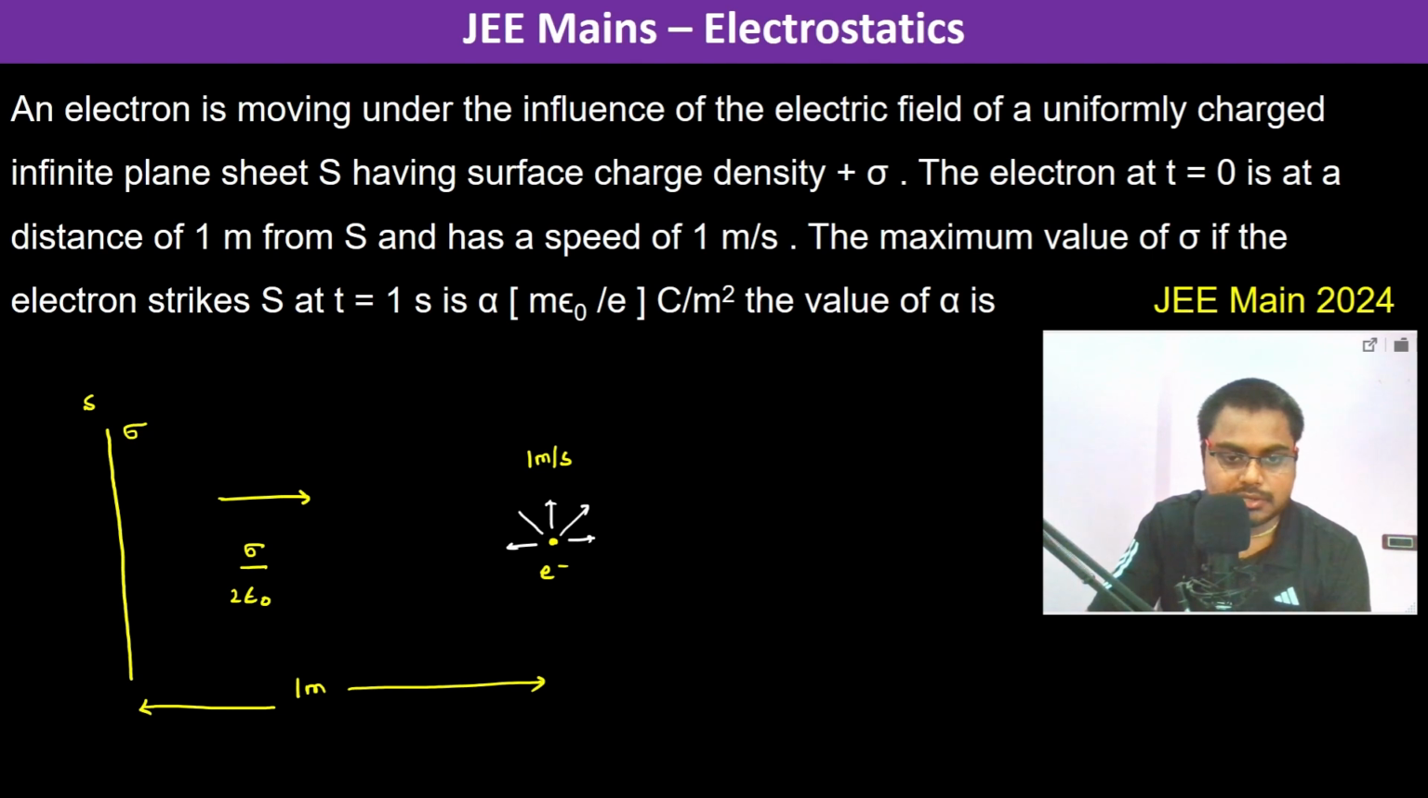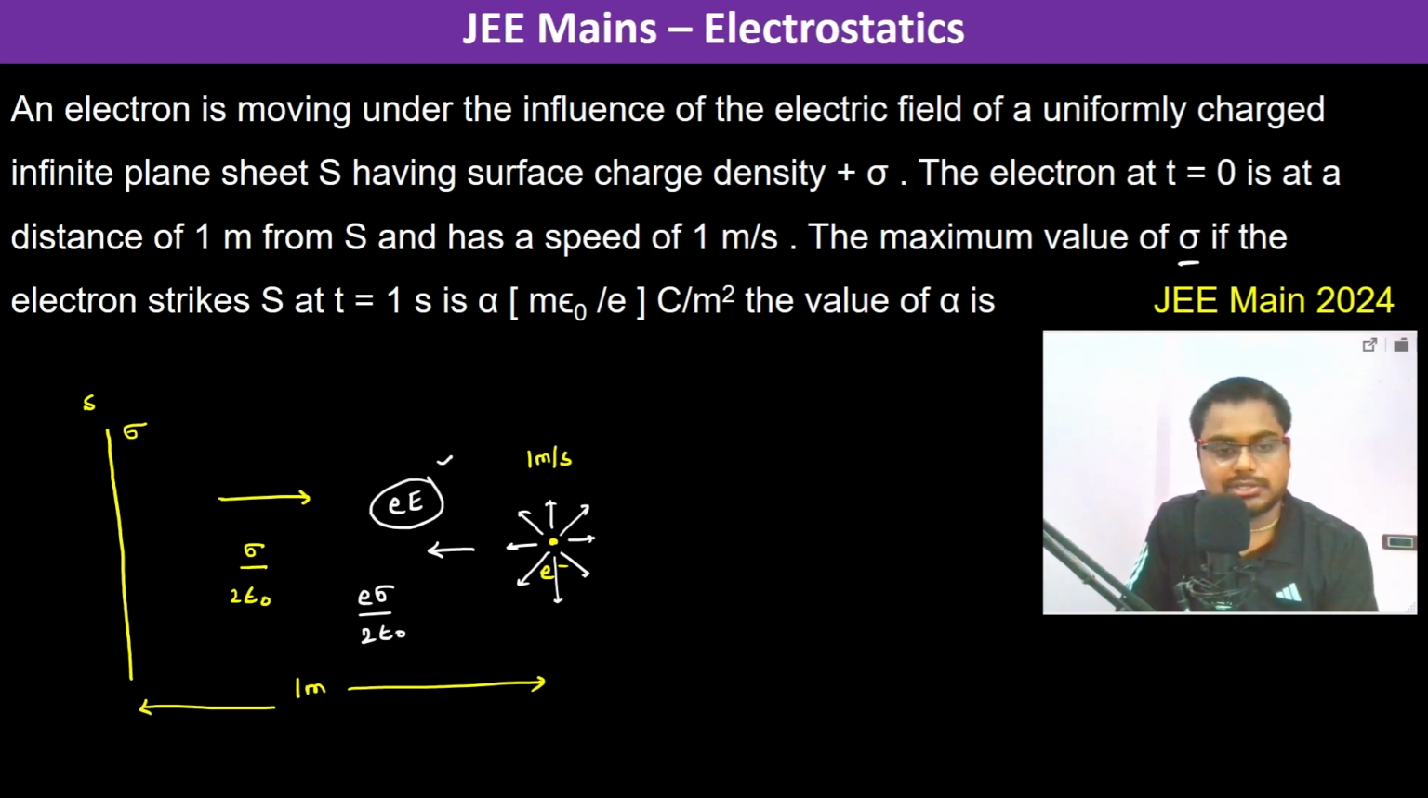In any direction the speed can be there. Now the maximum value of sigma if the electron strikes. The electron is going to experience a force in this direction, which is E into sigma divided by 2 epsilon naught, basically E into the electric field. This is the force which is experienced. So the acceleration becomes this divided by the mass of the electron.